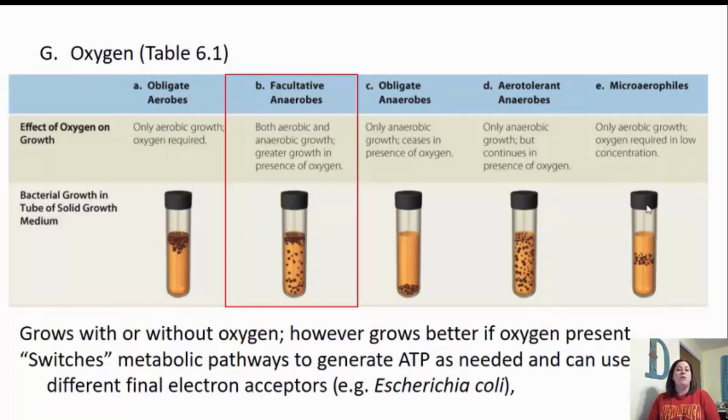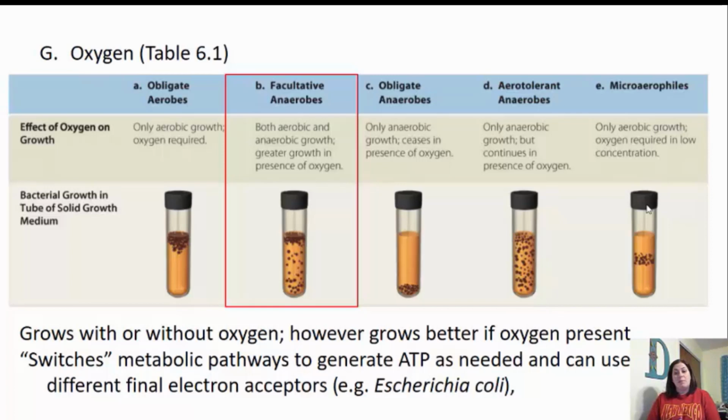These can do both aerobic and anaerobic growth. They have greater growth when there is oxygen present, but they can grow with or without oxygen. If you'll notice at the very top here where oxygen is present, their growth is a lot more dense because it is better. However, they can spread out throughout the media where oxygen is not located. They can switch back and forth between aerobic respiration and anaerobic respiration, so they can generate ATP either way.